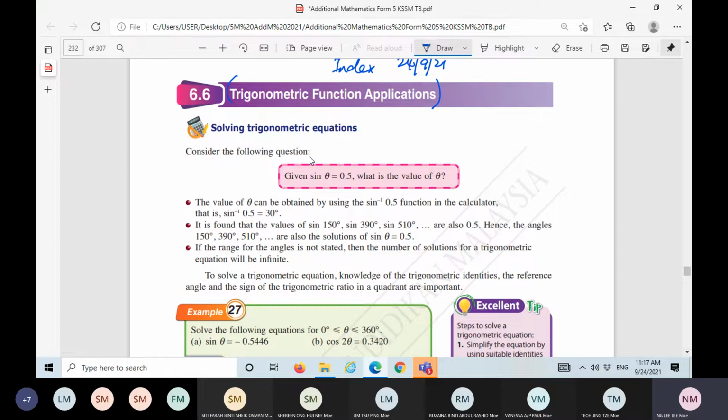Consider the following question. Sine theta is equal to 0.5. What is the value of theta? Anyone want to tell me how we get the theta? How do we get the theta?